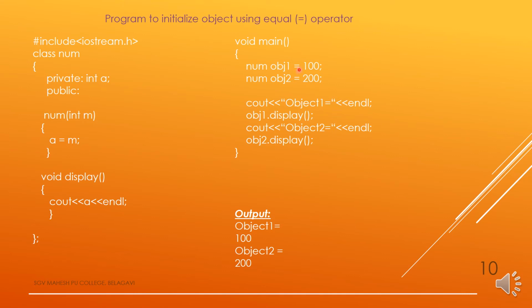Now I use the equal symbol, equal operator with some value. Now I cannot write 100, 200 because using the equal to operator you can pass only one value at one time. So I say object 1 equal to 100, object 2 equal to 200. So display object 1 is equals to, call the function object 1 dot display. Whatever the value is there inside a, you are going to display it. Similarly for object 2 dot display, if you execute, you get the values of 100 and 200.